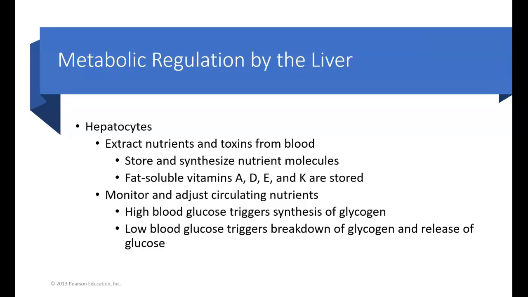They monitor and adjust circulating nutrients, so high blood glucose, or high sugar levels, will trigger the synthesis of glycogen, and low blood glucose triggers the breakdown of glycogen and the release of glucose. So the liver plays a role in reacting to your blood sugar levels.